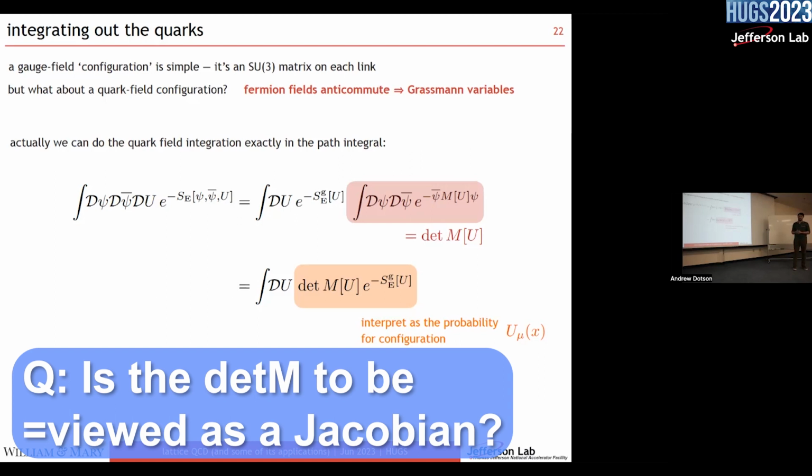But is there any way of looking at that determinant inside of the integral as like a Jacobian? So actually the best way to think about this physically, I mean, it sort of is, but the best way to think about this physically is, while waving your hand significantly, think about the gauge field here as possible vacuum states, as possible distributions of gluons in the vacuum.